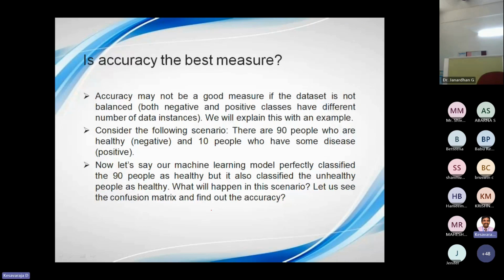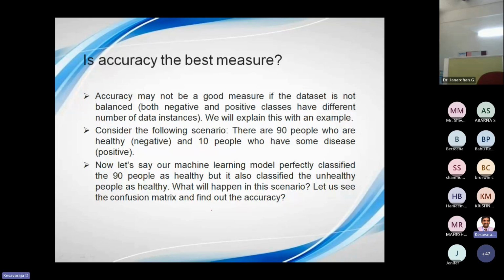I will take another example. If the data set was balanced, I think 40 people are pregnant, 60 people are not pregnant, so the data set was a little more balanced. In that case, it worked fine. I will take another example. 90 people are healthy, 10 people have a disease. You can think about that.